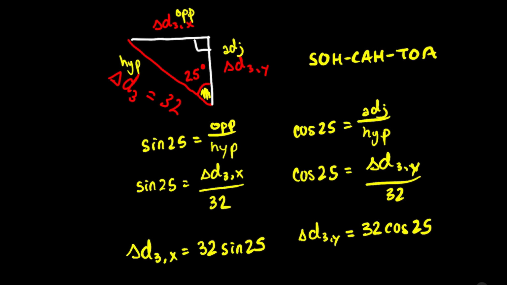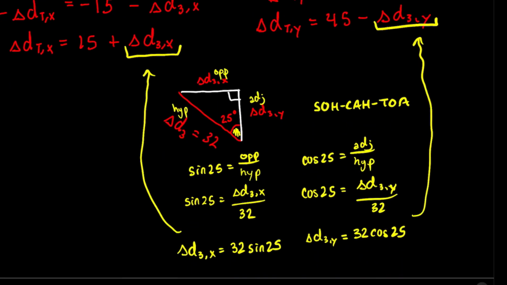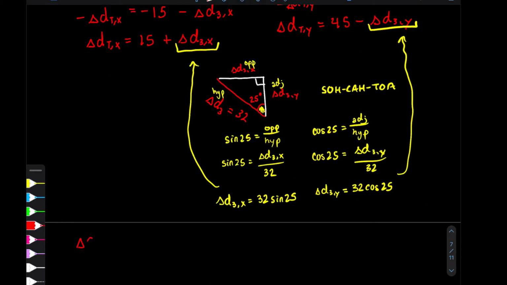And those are the horizontal and vertical components. So we found an expression where if we were to put it into the calculator, we could find the value for it. But instead, let's put it back into the expression we had above. So our total displacement along the x is going to be 15 plus 32 sine 25. And our total displacement along the y is going to be 45 minus 32 cosine 25.